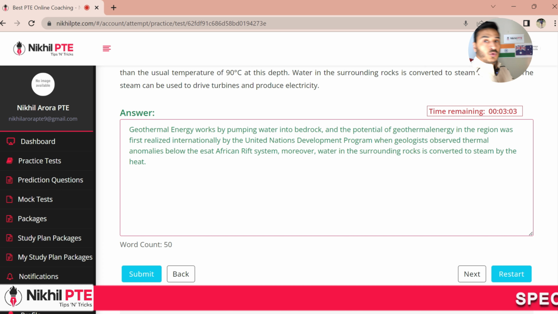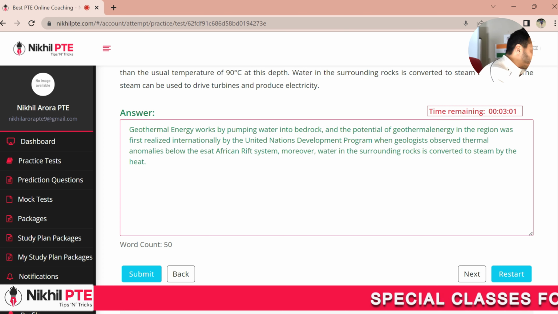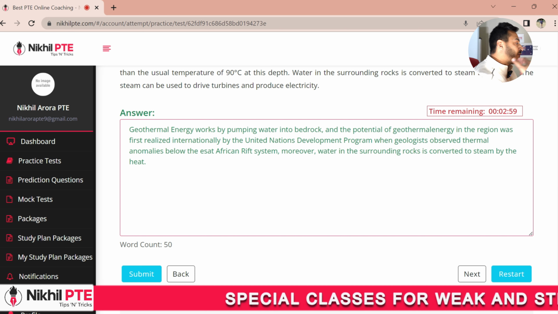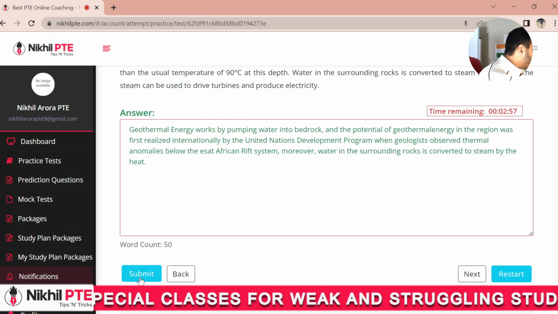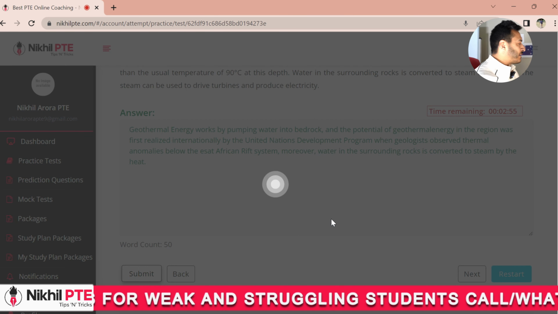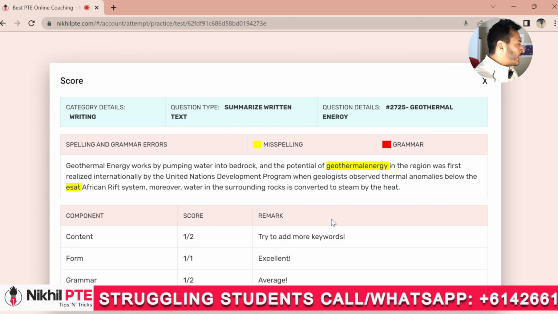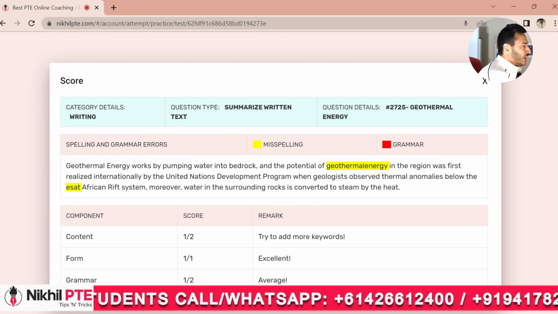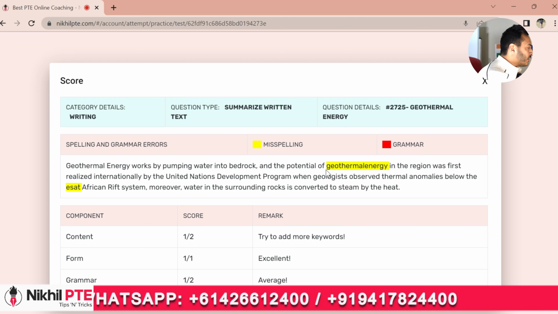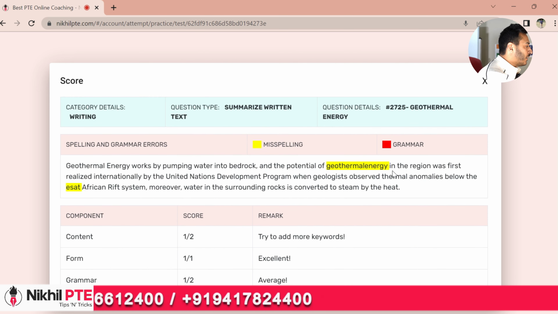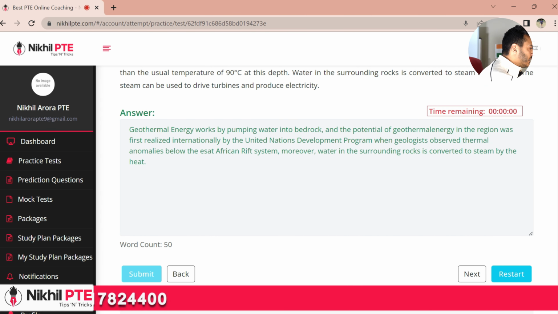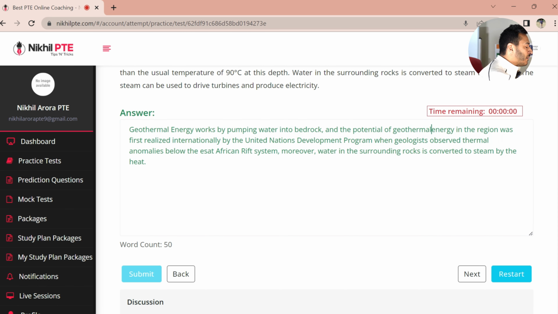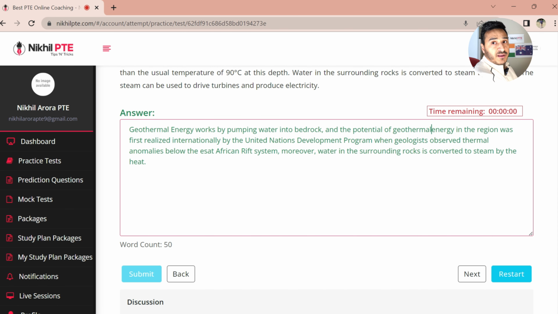And remember one thing, do not judge yourself on the basis of third party websites, right? Sometimes you will get good scores, sometimes not. So when you click the submit button, see, geothermal energy, I didn't take any space here, so that's why I lost marks, right? It's 5 out of 7. So these are the silly mistakes people are making. I hope you understand my point, right? So this way you can do summarized written text.